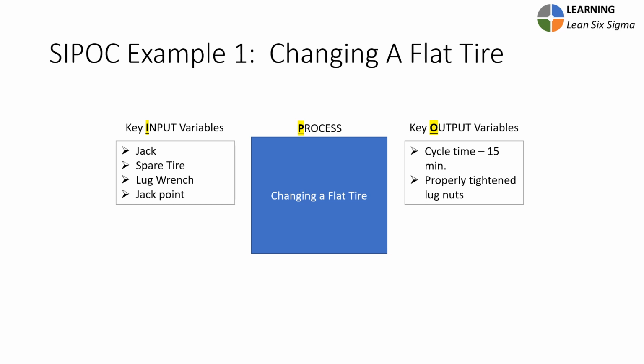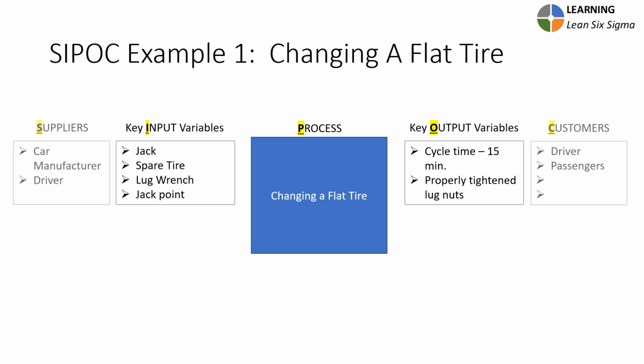And then the output variables might be some cycle time. Hey, the average person, maybe who knows how to change a tire, might be able to do it in 15 minutes. Maybe not, maybe it's longer. And then another key output variable might be that the lug nuts are properly tightened, so we have a good, safe, secure attachment of the new tire.